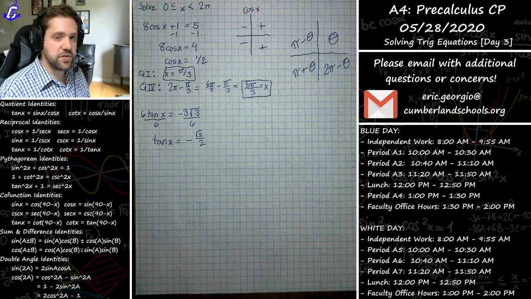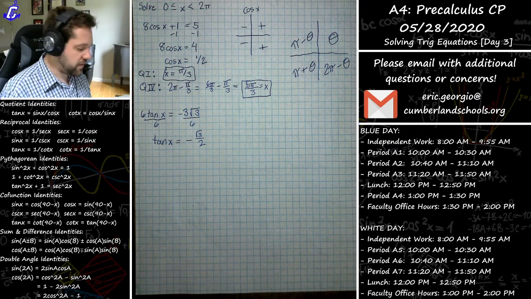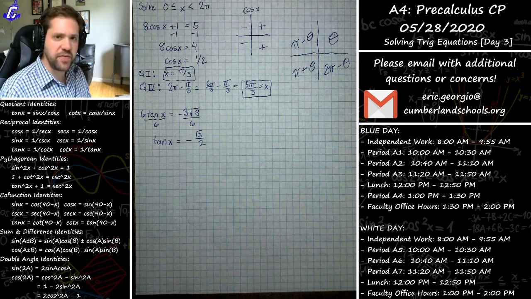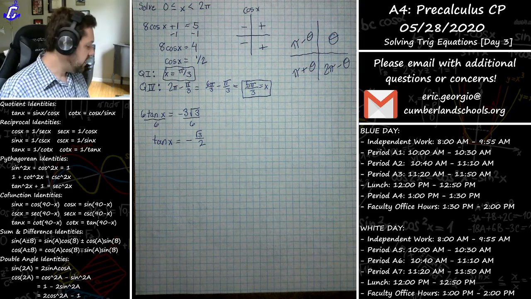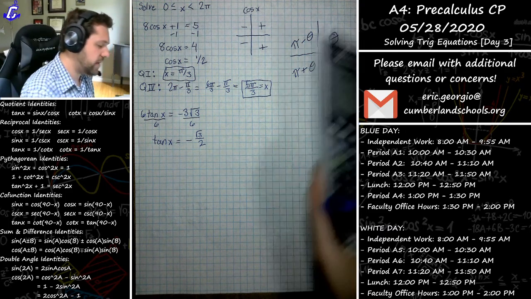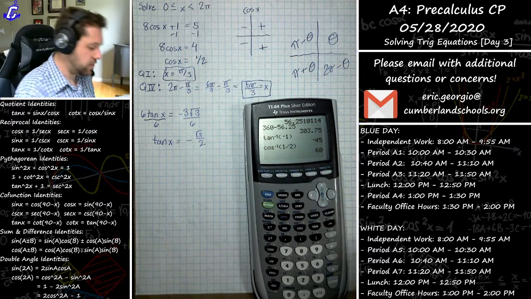3 divided by 6 reduced to 1/2. Now, rad 3 over 2 is not a special unit circle value, right? We have rad 3 over 3, that's a nice unit circle value. But rad 3 over 2 for tangent is nothing. It's just a random value. That doesn't mean we can't solve it. We just have to go through our normal process.